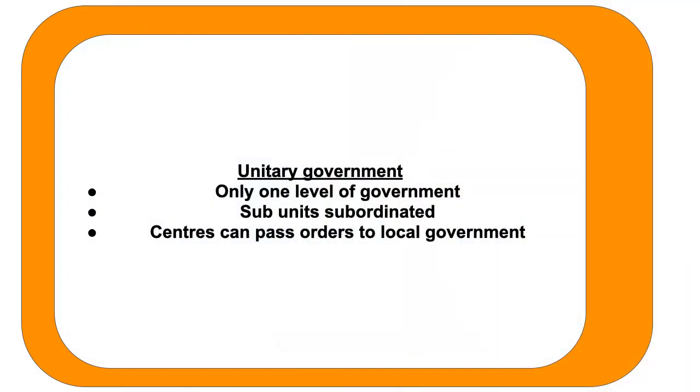So, what is this unitary form of government? As we have heard, in Sri Lanka they follow a unitary form of government. So, it is only one level of government, subunits are subordinated, and the center can pass orders to the local government. We'll discuss it further in the next part.